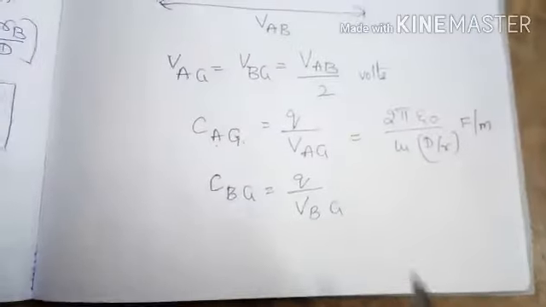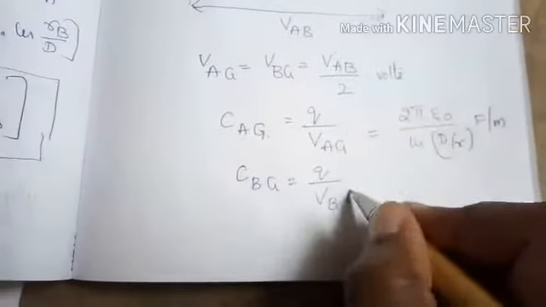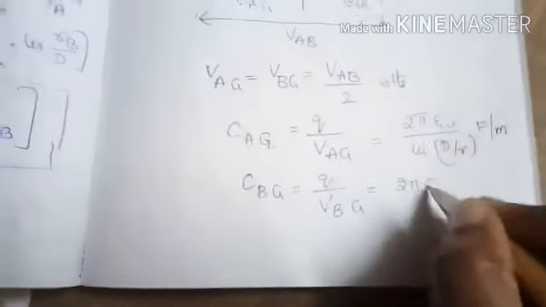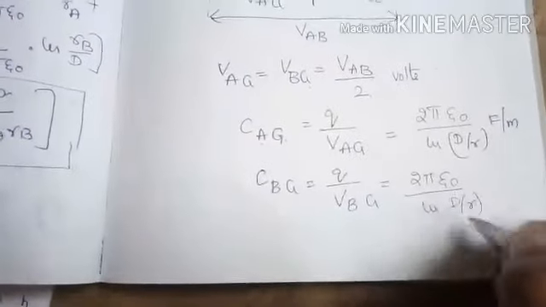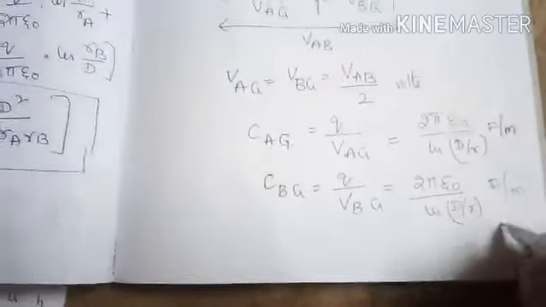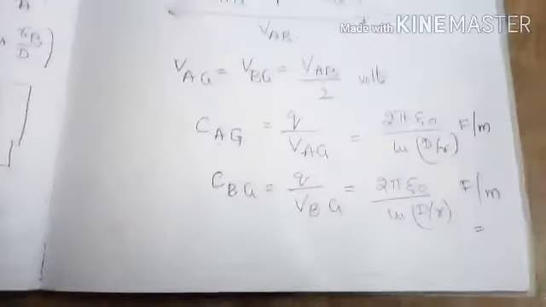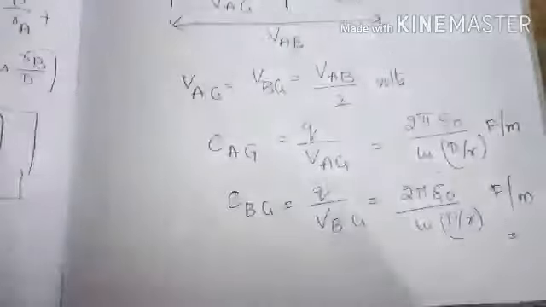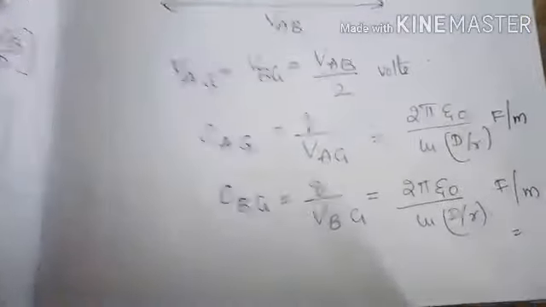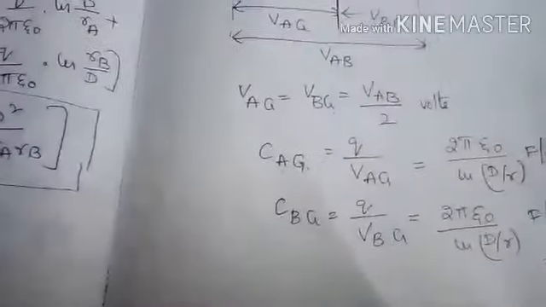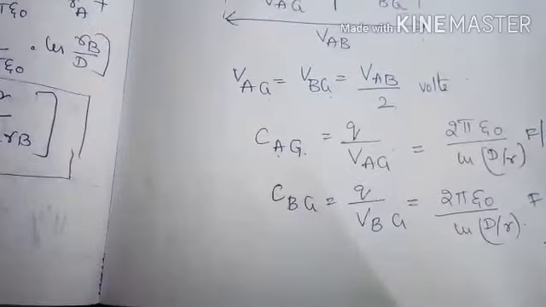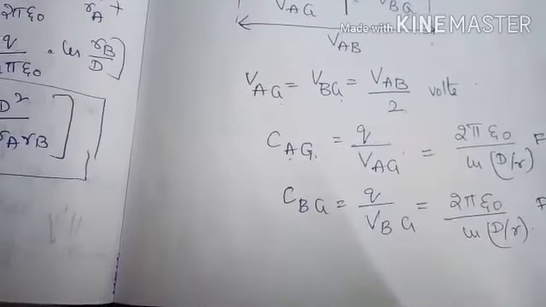Similarly, we can write the equation for CBG also, that is 2 pi epsilon naught by ln of d by r, and the units are farads per meter. This is the capacitance from conductor A to ground and capacitance from conductor B to ground. So this is the total explanation about the single phase line with two wire system.